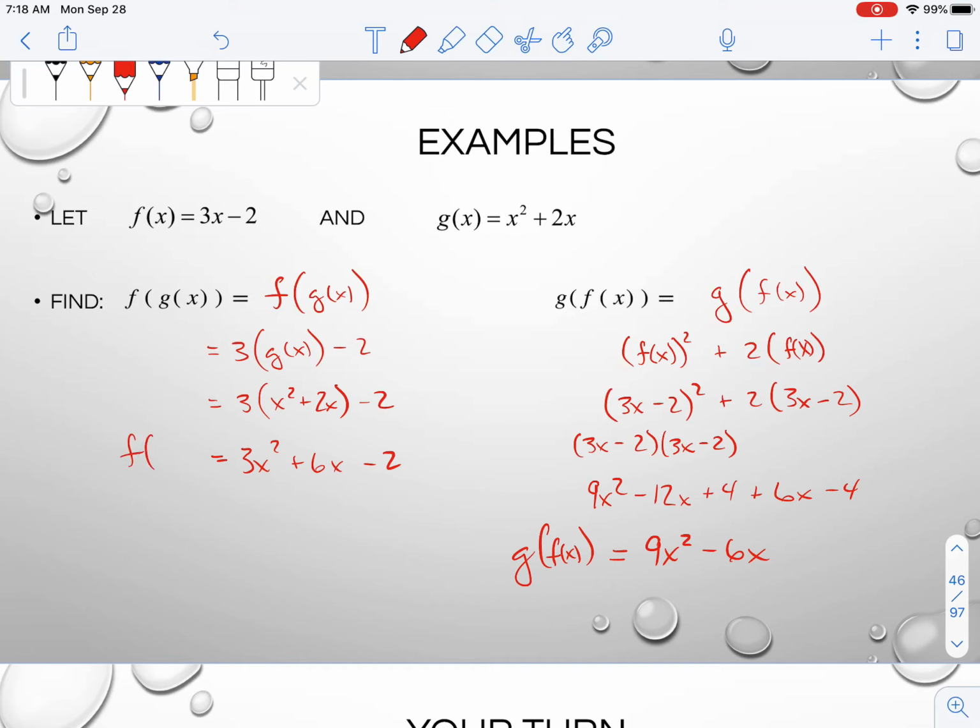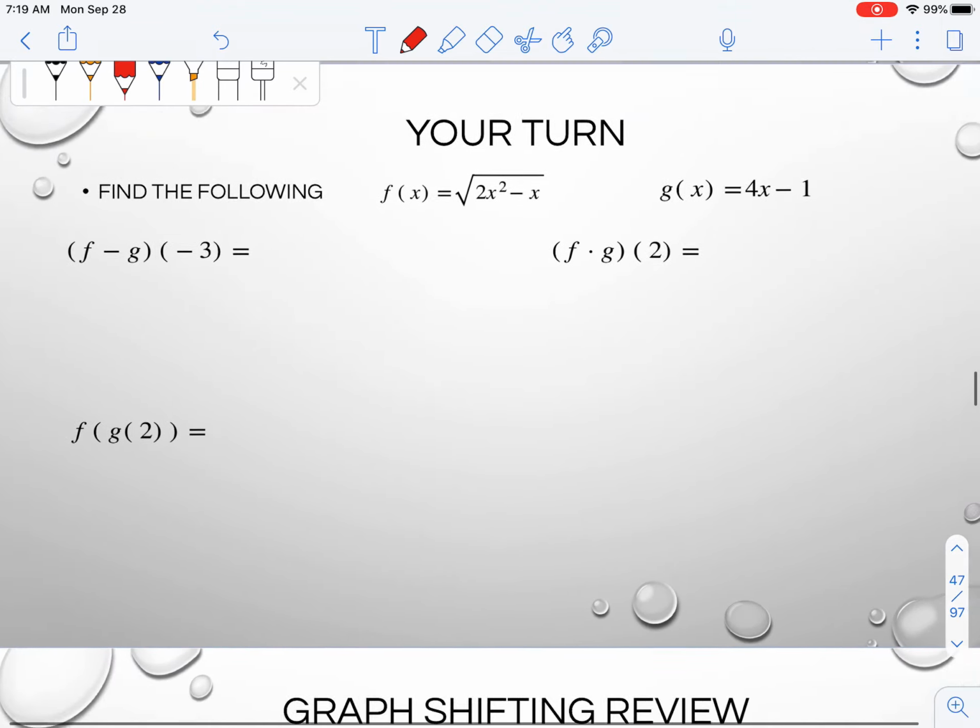and here I have f of g of x. They do not equal. So in general, f of g of x is not going to equal g of f of x. There are some special cases where this is going to happen, but it's not going to happen in general, and we're going to talk later in the unit about when that happens and what that means.